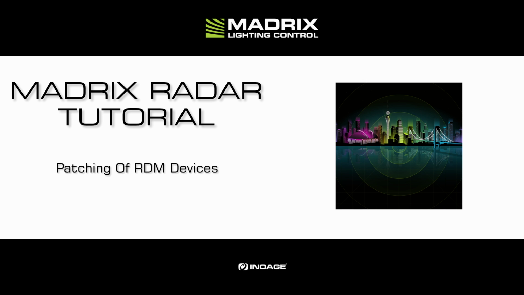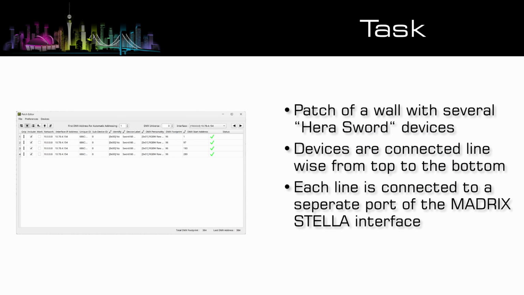My name is Thilo. In this tutorial we will learn how we can patch RDM devices with MADRIX Radar. Patching in case of radar means we set the DMX start address and personality of the desired RDM devices. With the intelligence of MADRIX Radar, you will be very fast to adjust the DMX start address and personality for hundreds of fixtures. In this tutorial, we have to patch multiple Hera SWORD RDM devices.